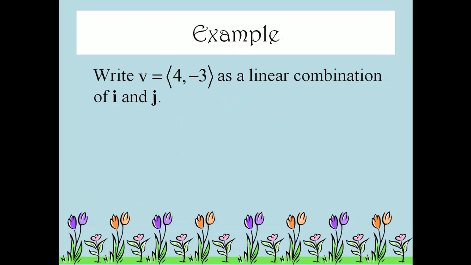So here's an example you might see. Let's say we want to write our vector v, which is in component form 4, -3, as a linear combination of i and j. This is not meant to be super complicated. It really is simply just 4i minus 3j. Again, because our horizontal component is 4 and our vertical component is -3. And we know that we multiply i, which is our horizontal component, and j, which is our vertical component.